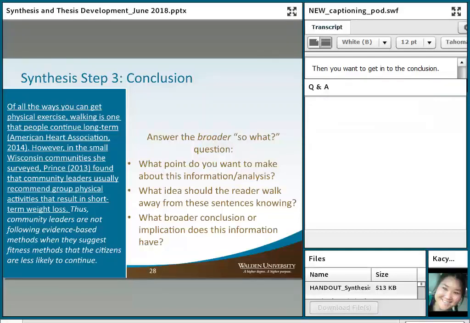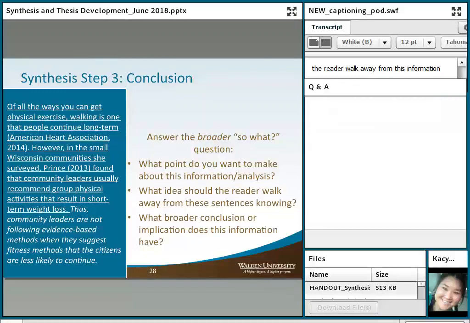And then you want to get into the conclusion. So you've asked the so what question specifically, but now you want to ask that more broad, more general question, so what? What point do you want to make about this information and analysis? What idea should the reader walk away from these sentences knowing? What broader conclusion or implication does this information have?